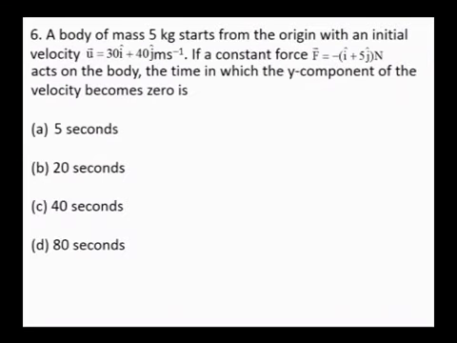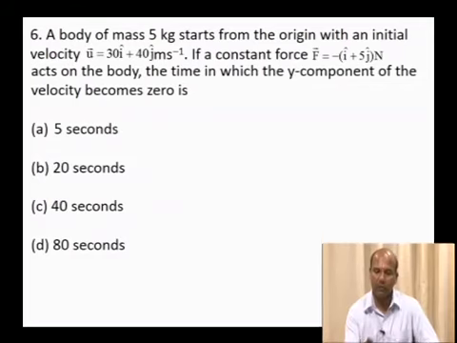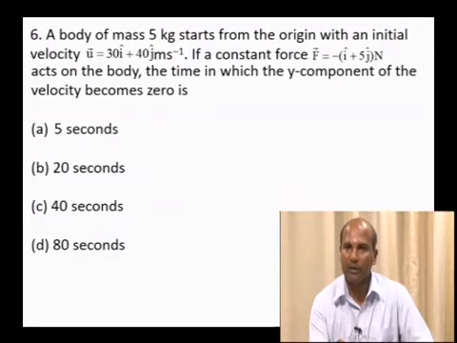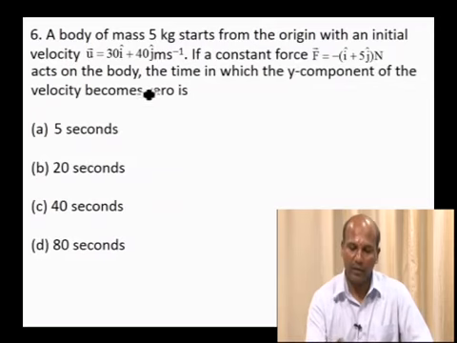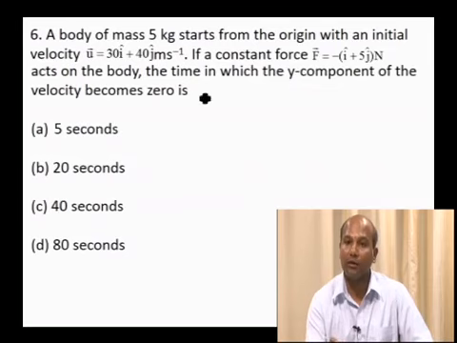So coming to the next problem. A body of mass 5 kg starts from the origin with an initial velocity u is equal to 30 i cap plus 40 j cap meter per second. So initial velocity is given. If a constant force F is equal to minus i plus 5j Newton acts on the body, the time in which the y component of the velocity becomes 0 is asked.